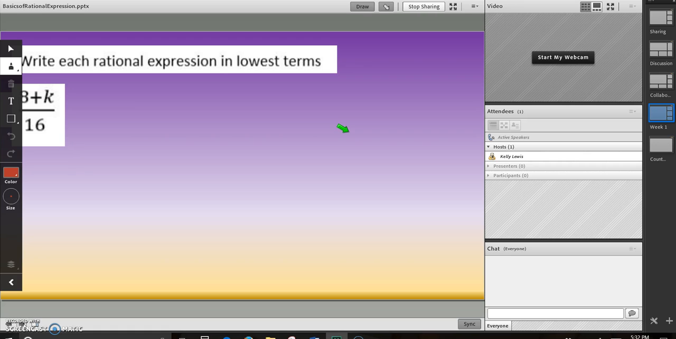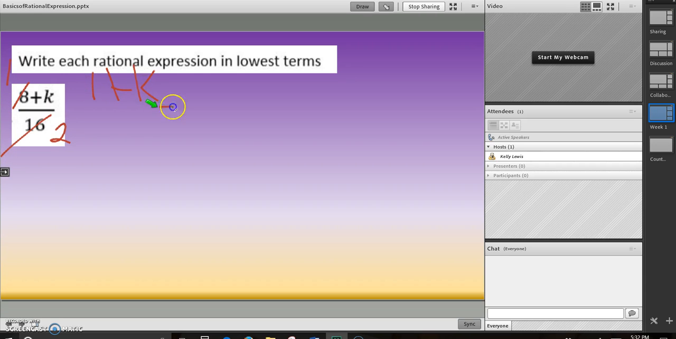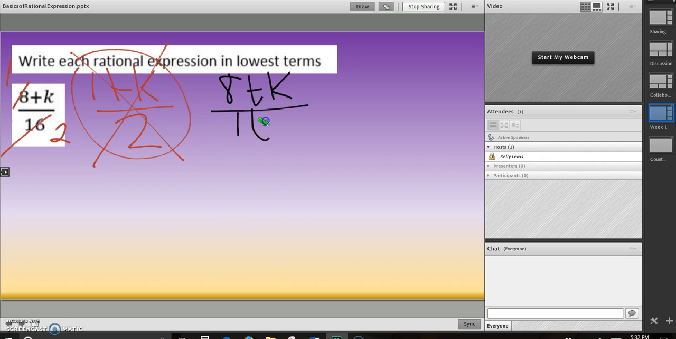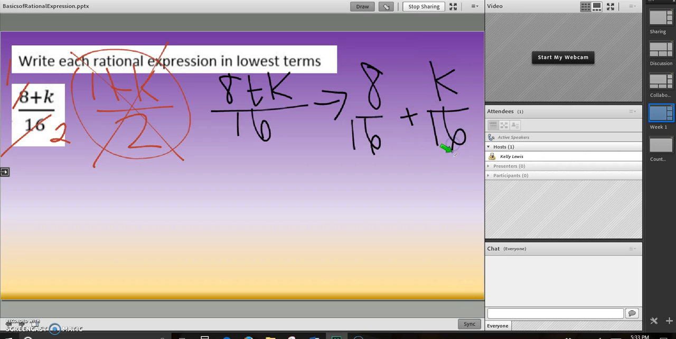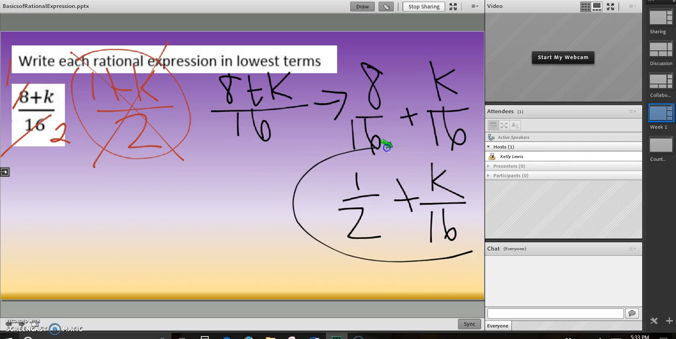All right, let's do 8 plus k over 16. Do not do this: 8 divided by 8 is 1, 16 divided by 8 is 2, so it's 1 plus k over 2. That would be incorrect, and I will be very sad. What you really need to do is separate it: 8 over 16 plus k over 16, and then reduce. 8 over 16 is 1/2, and you can't simplify k over 16. If you're going to simplify this, there has to be a number right here that is also divisible by 8.